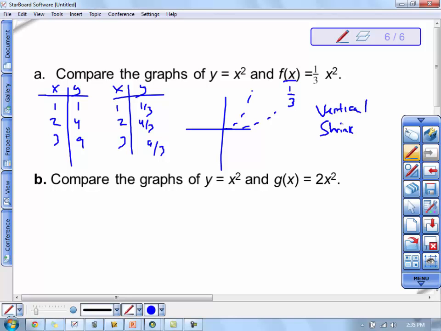So it's not that hard if you don't remember to just quickly make a table. And it's shrink by 1/3, by a factor of 1/3. So this one's going to be 1/3 as tall. Each point is going to be 1/3 as tall.